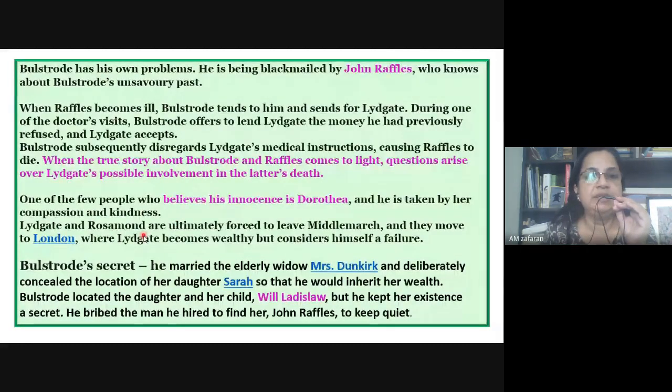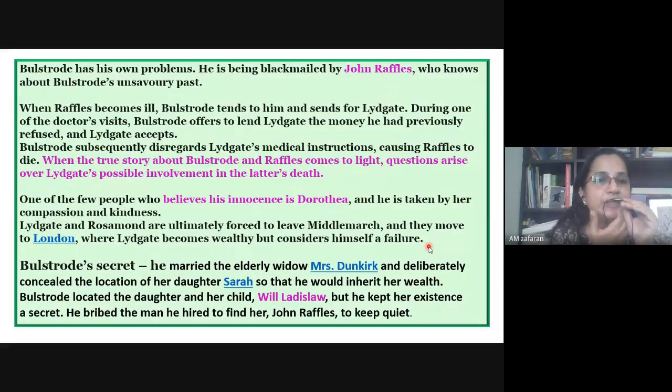Lydgate and Rosamond are ultimately forced to leave Middlemarch, and they move to London, where Lydgate becomes wealthy but considers himself a failure. So because of his wife and her desire for a wealthy lifestyle, Lydgate eventually has to leave Middlemarch and shift to London. He becomes a wealthy doctor, but he has to sacrifice all his ideals and his enthusiasm for research with which he had come to Middlemarch. All that changes for Lydgate.